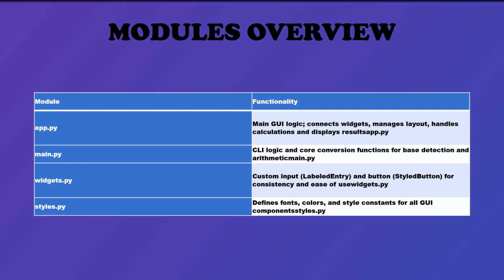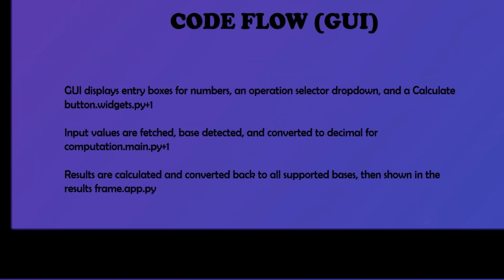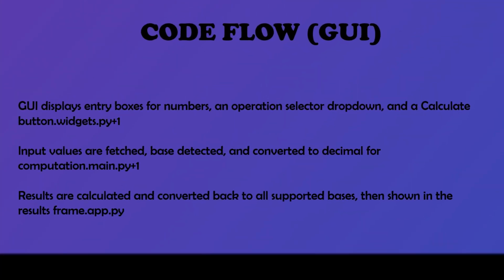At a high level, the GUI takes the user input and passes it to the base detection function. Once the base is detected, the input is converted into decimal, so arithmetic becomes simpler. After performing the calculation, the result is converted to all four number formats again and returned to the GUI for display. This step-by-step flow reduces complexity and avoids repetitive or recursive code.